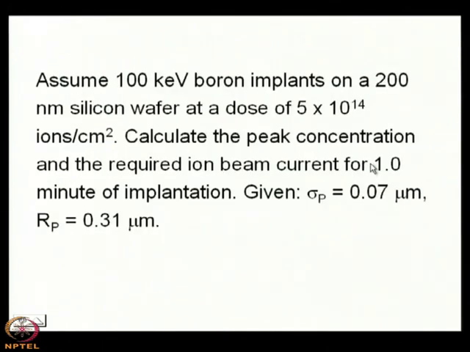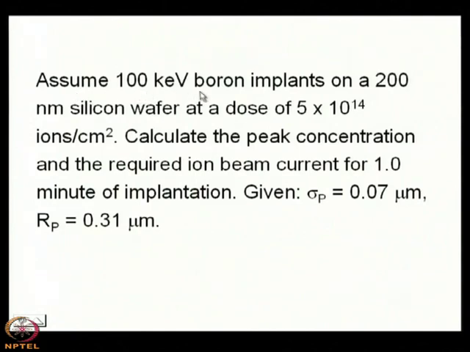Then one example I shall give and we shall conclude for today's lecture. It is related to our ion beam current, which we have used time and again. We have introduced the term ion beam current, and it is because that ion beam current can be controlled, and so the dose can be controlled.